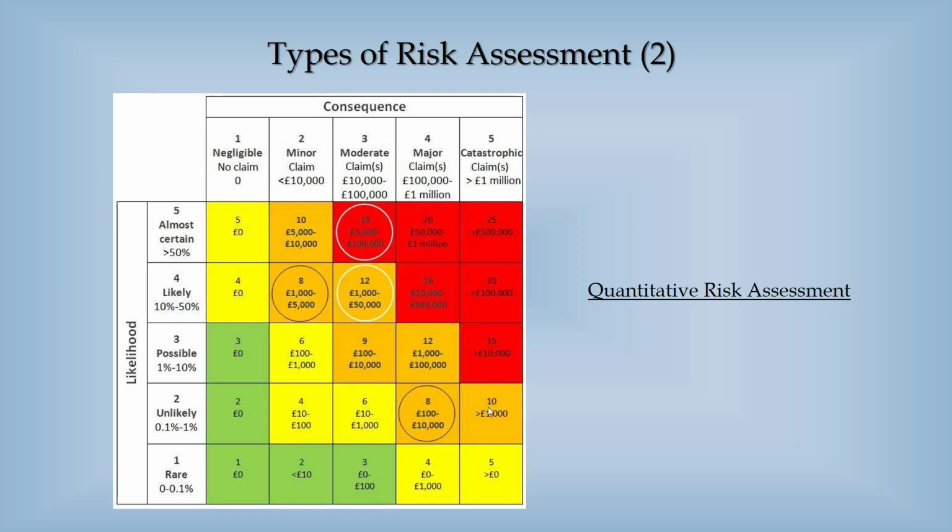For instance, if the likelihood value is 5 and the impact, that is the consequence, value is 3, we can see that it may result in $80,000 or sorry, $8,000 to $100,000 impact, which is overall a high risk value. The red color defines very high, the orange color defines high, yellow color defines medium, and the green color defines low.